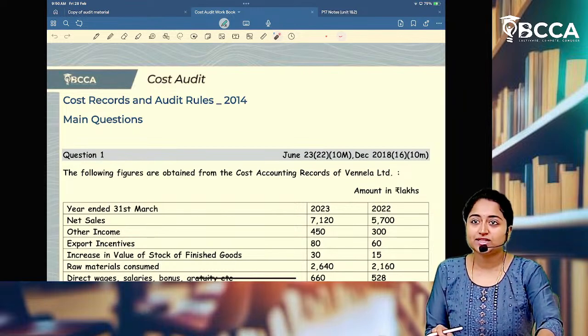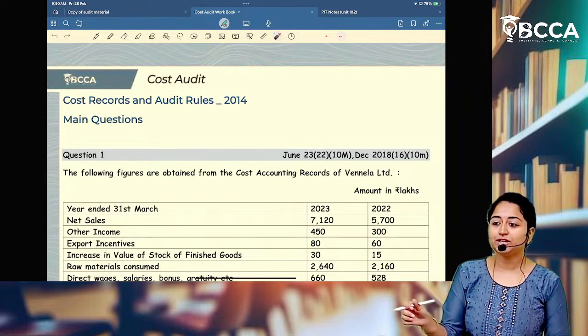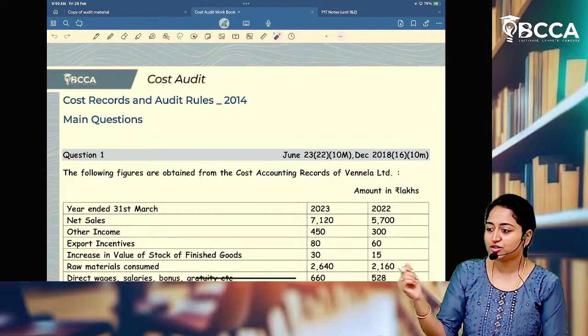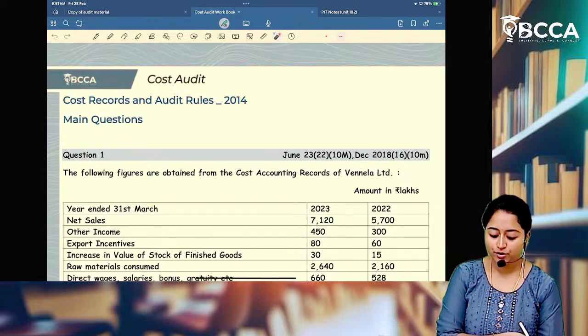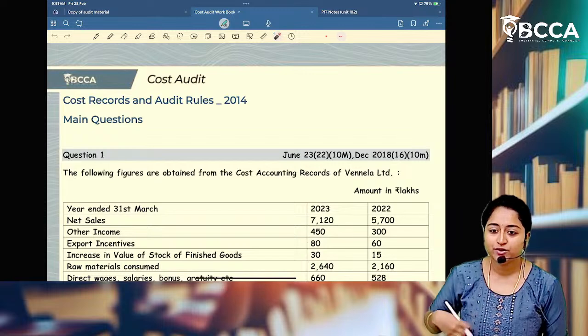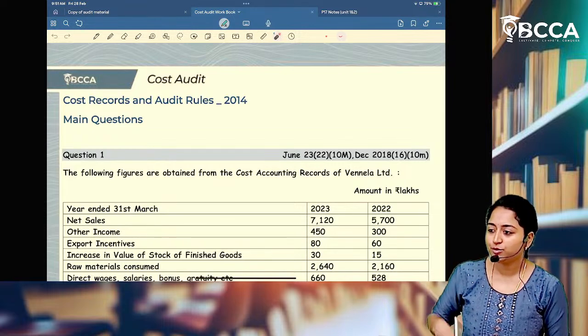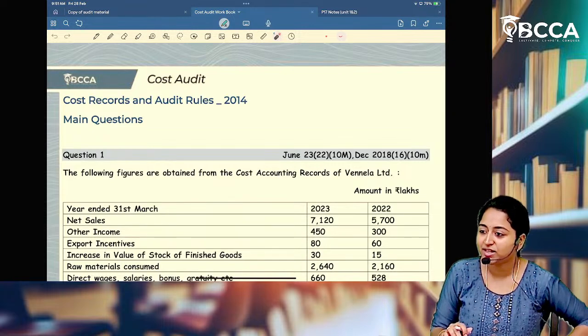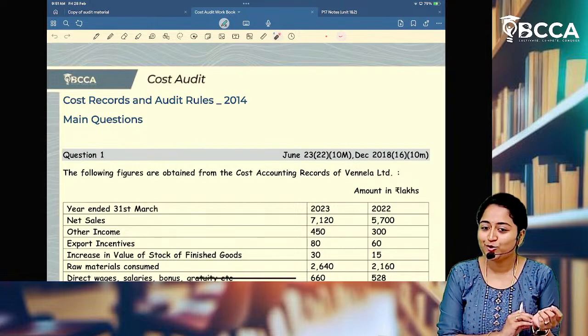So we'll start today's class. Yesterday we completed the concepts of companies, cost records and audit rules 2014. So today we are going to see the workbook. We don't want to revise, right? Do you want to revise again? Have you revised yesterday after going home? Have you opened your book?